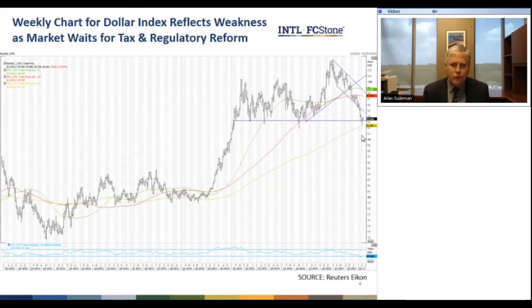That historically has been good for the commodities. When the dollar is weaker, it has been more of a problem for the commodities when the dollar is stronger. So this is a factor to watch going forward.